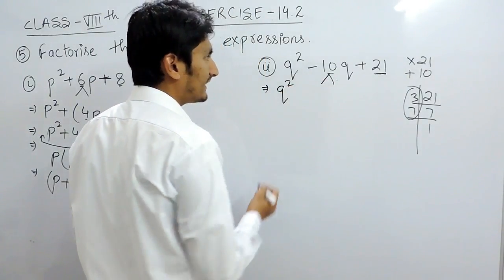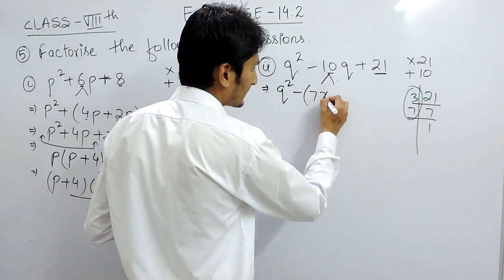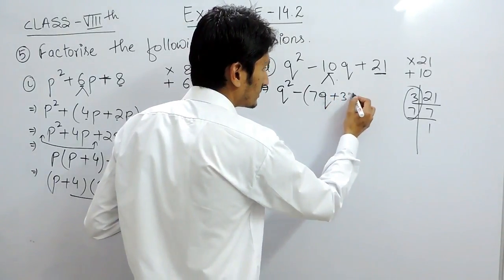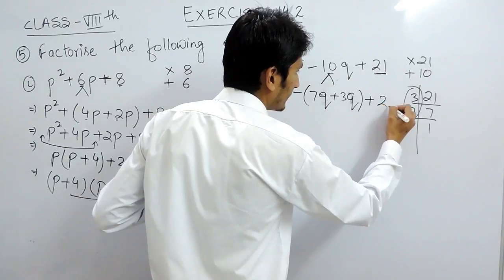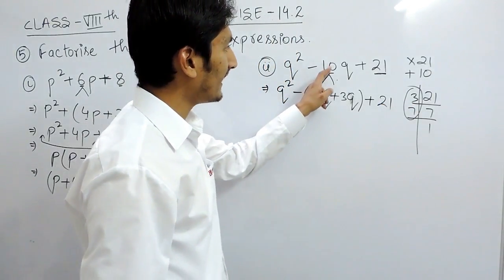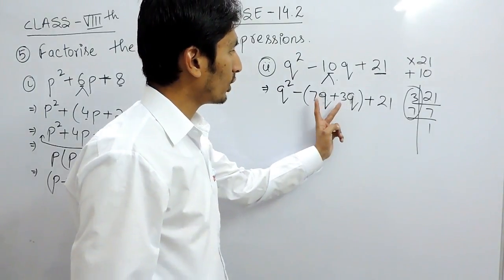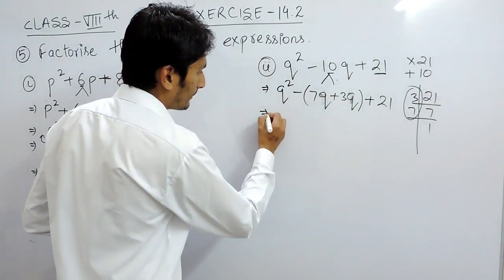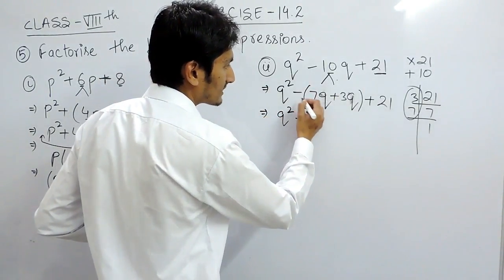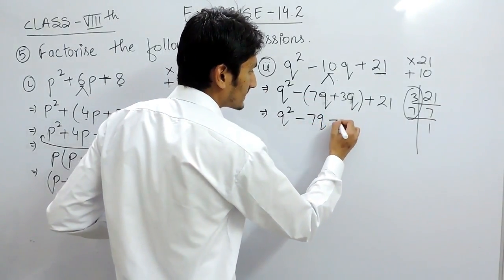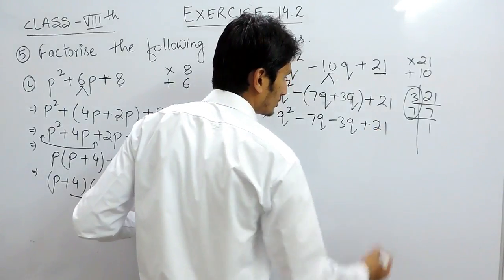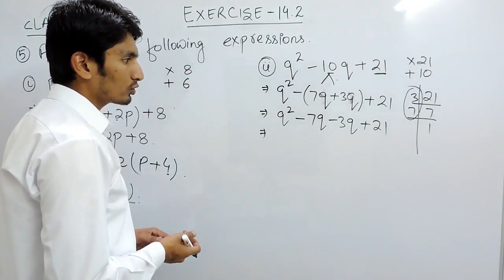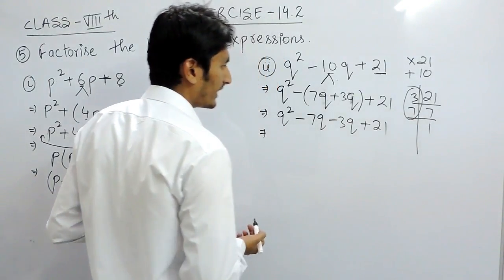So now we can split 10 as 7q plus 3q. Sorry, in this expression it is q, and plus this will remain as it is. So we have written 10 as 7q plus 3q, because 3 into 7 is 21 and 3 plus 7 is 10. Now opening the bracket, it will give q square. When there is a negative sign outside the bracket, all the signs inside the bracket get changed. So that will give us these expressions. Now, if you want to solve this, we have to take common.